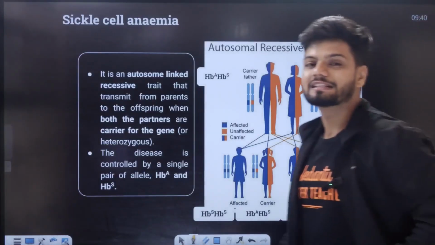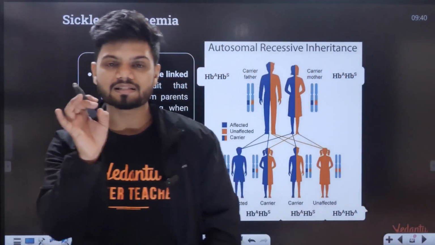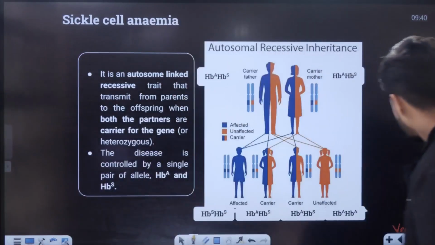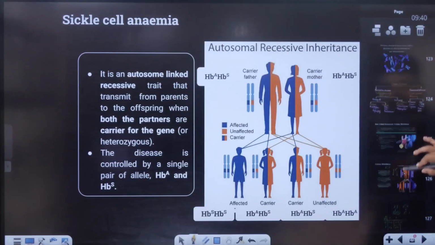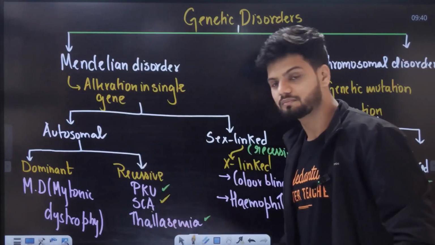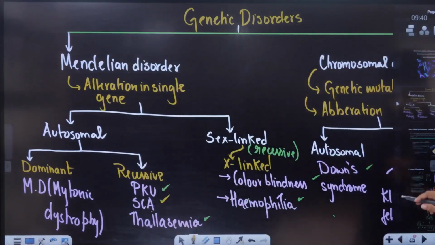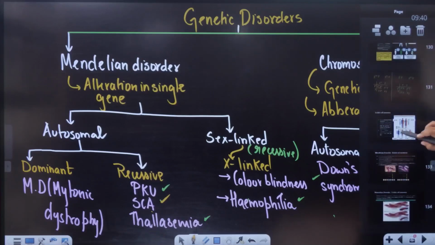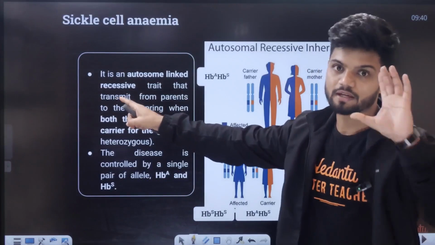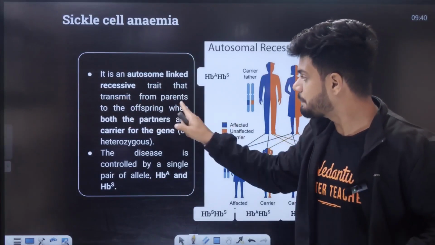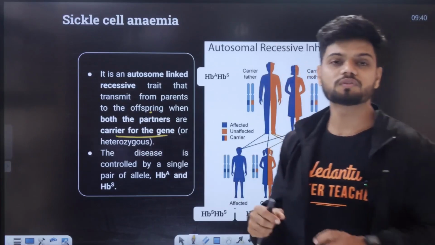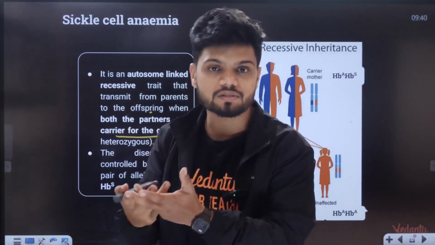Now the next one is called sickle cell anemia. Now, X-linked we've done. Sickle cell anemia was part of autosomal recessive. Do you all remember? Sickle cell anemia, SCA. It is an autosomal linked recessive disease. You all know that it is a trait that transmits from parent to the offspring when both parents are carriers for the gene. If both of them are carriers, then it is completely transferred.